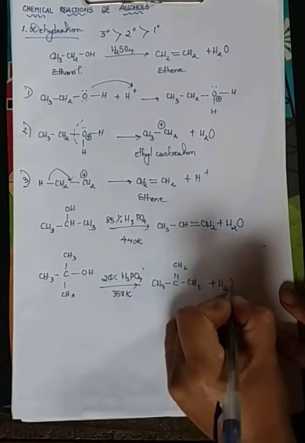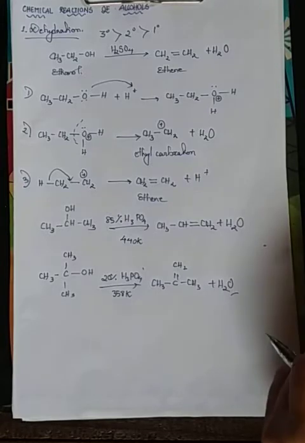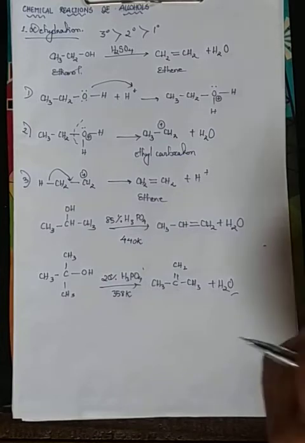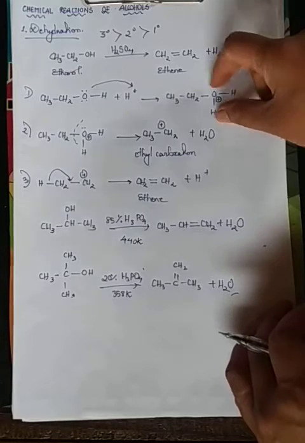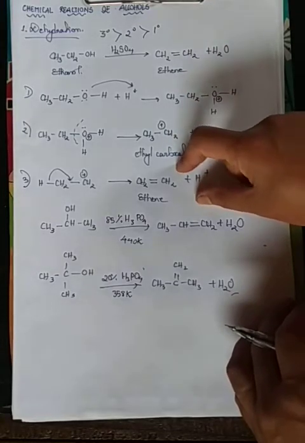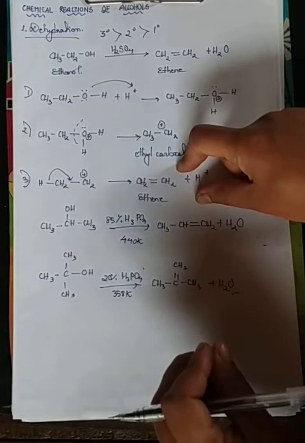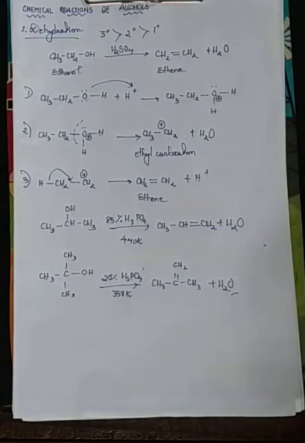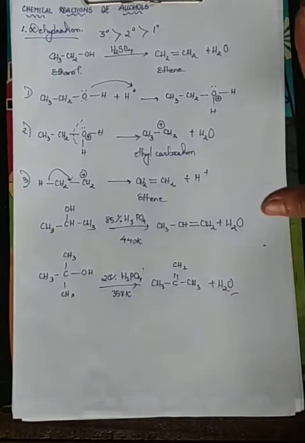Along with it, our water molecule is removed. Therefore, in the dehydration reaction, the mechanism proceeds via the formation of a carbocation. The first step is the protonation of our alcohol by the acid. The second step is the removal of water, thereby leading to the formation of a carbocation. And in the third step, there is elimination of an H plus and a rearrangement leading to the formation of our alkene. Thus, this is the dehydration reaction of alcohols.